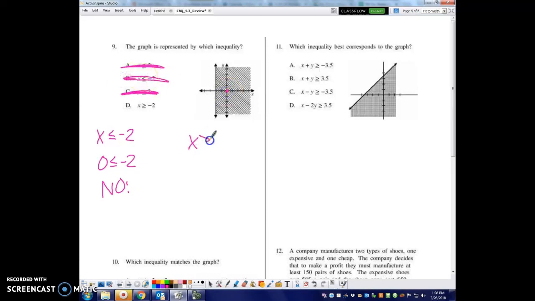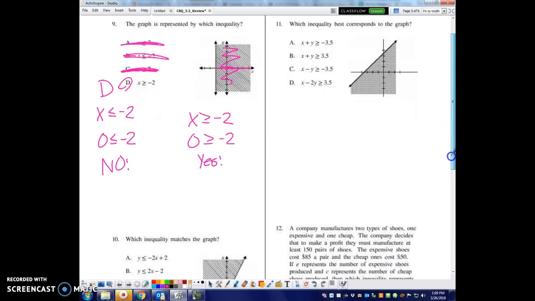Let's test this one. X is greater than or equal to -2. 0 is greater than or equal to -2. Is that true? Yes, it is. So we shade the side with 0, 0, which was that side. So it's D. You can also think of it this way. It's going through every number that's greater than -2, which is what this is saying.